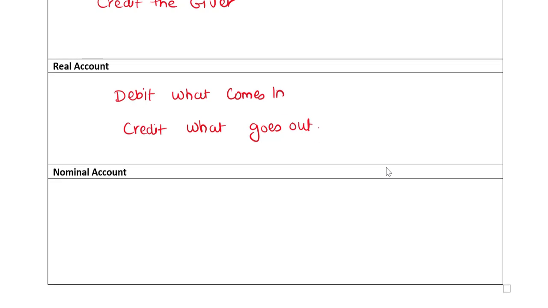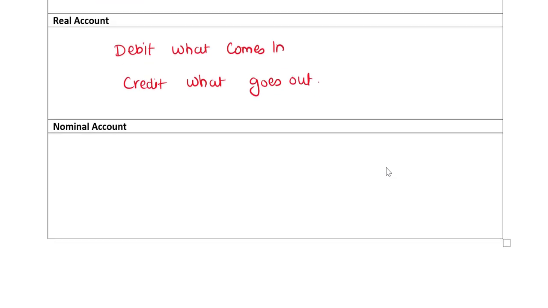At last, the third account. The rule is debit all expenses and losses. Credit all incomes and gains.